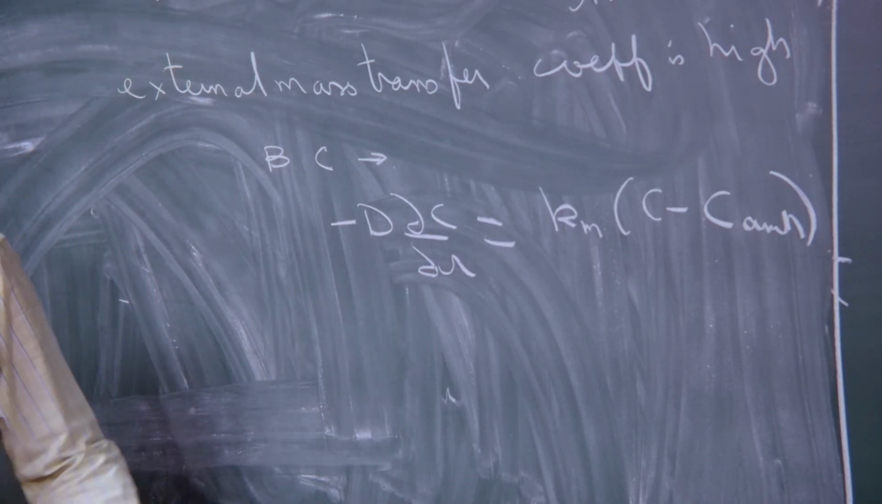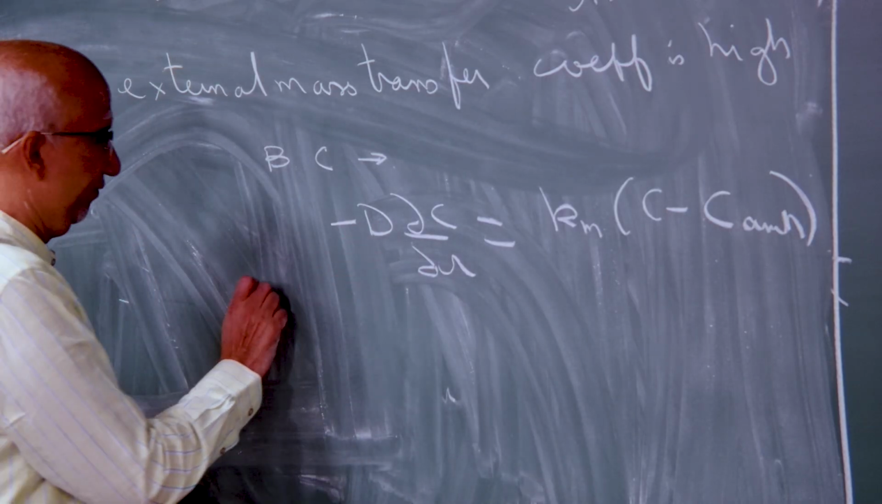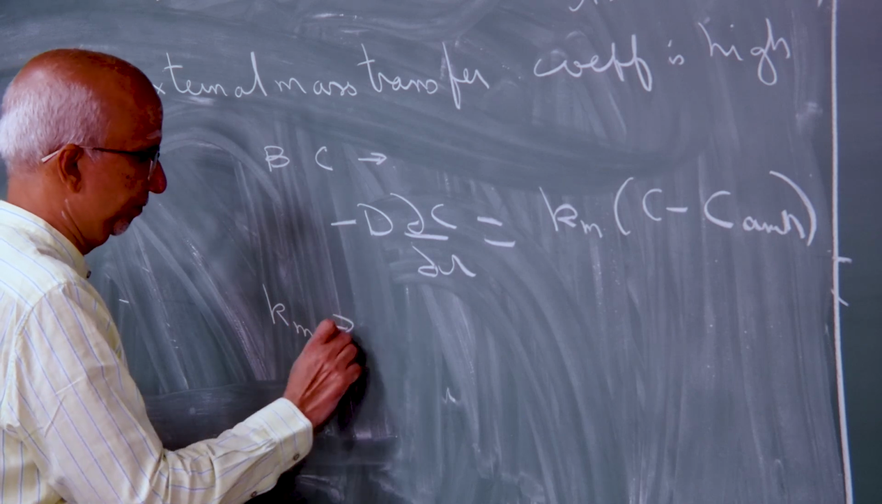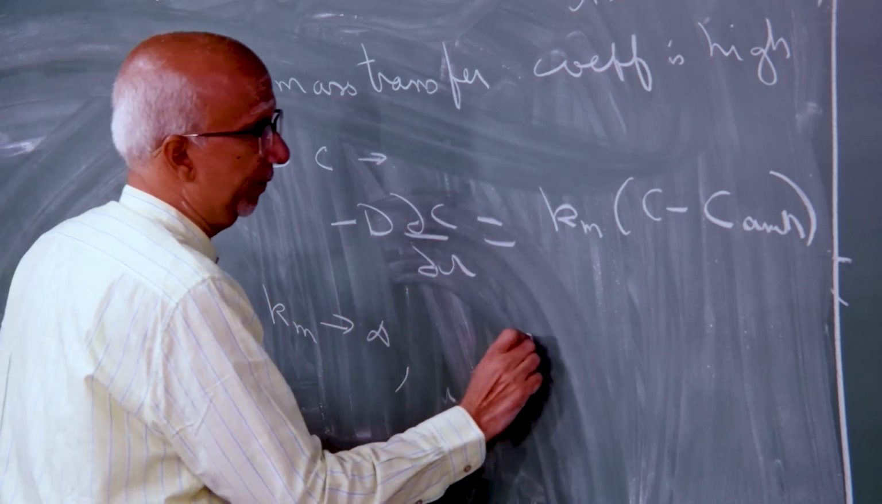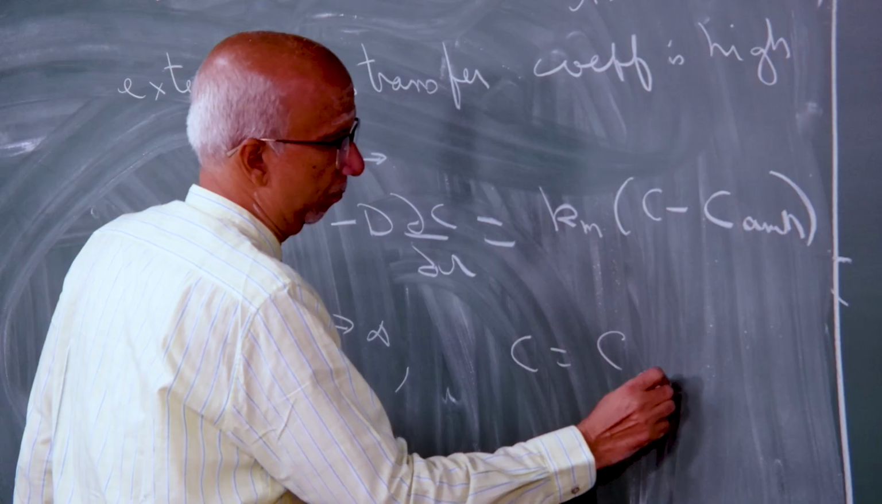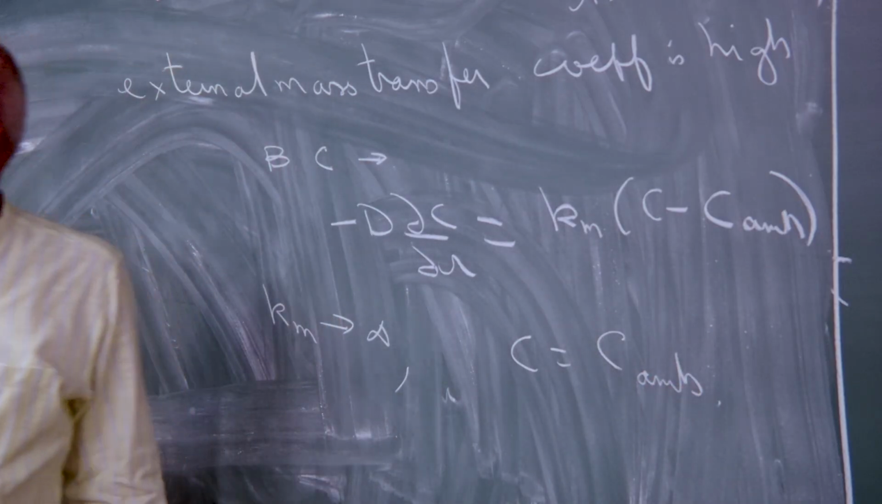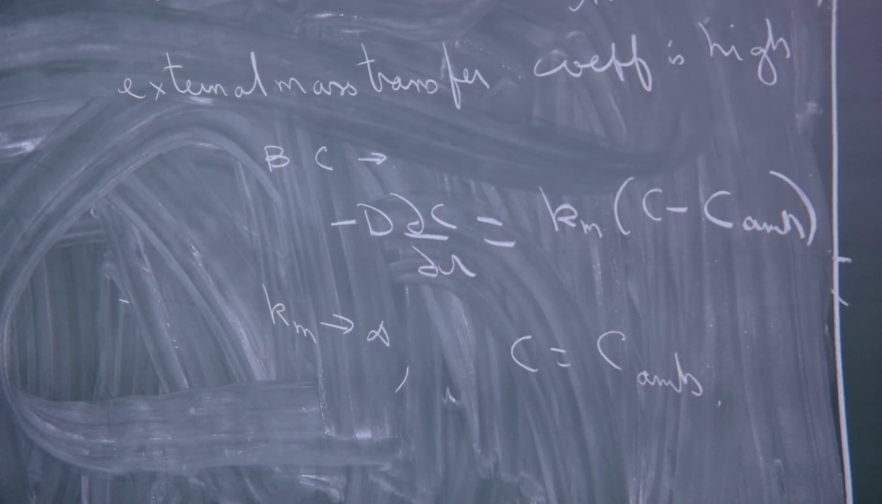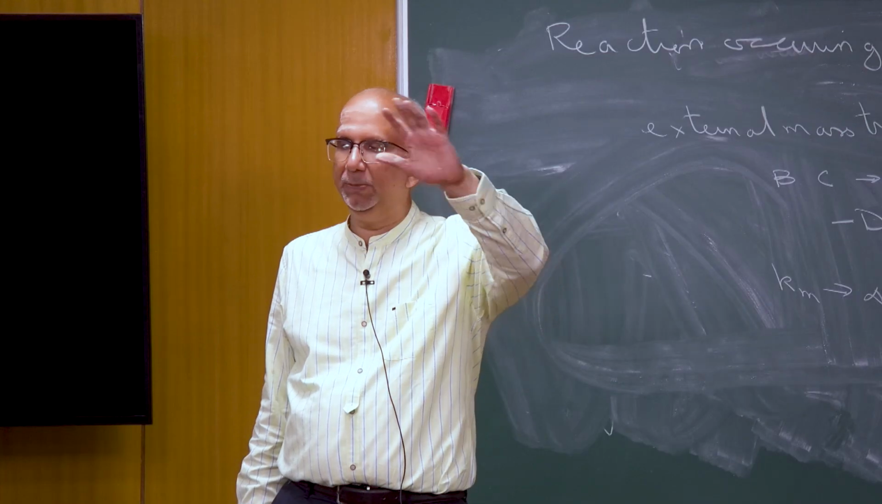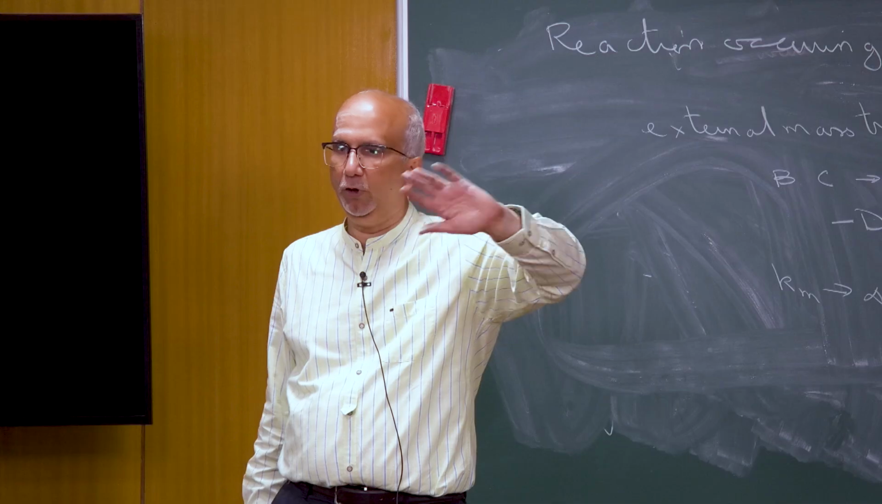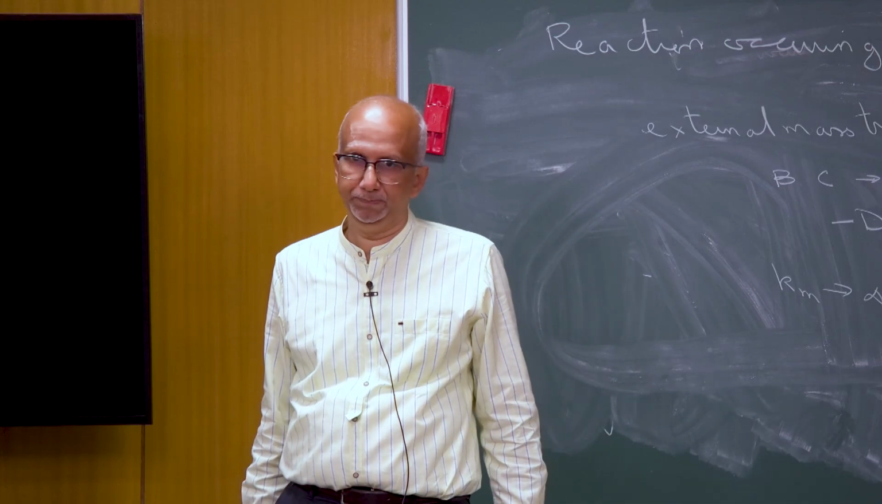Okay. And again I will put, if Km is large, this becomes C equals C ambient. So, I get my Dirichlet boundary condition again in the limit of large mass transfer coefficient. I am trying to get to something similar to my Dirichlet condition for velocity, the no slip condition.